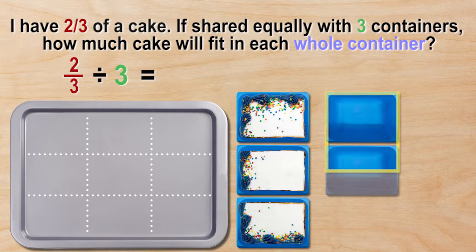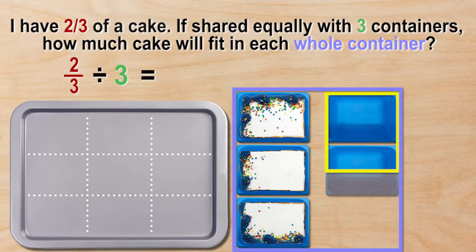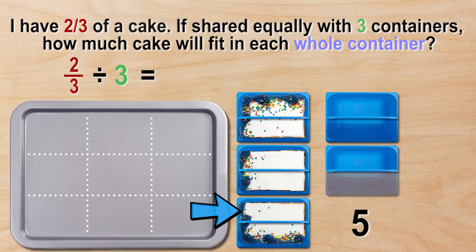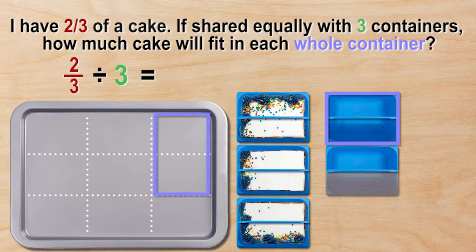We will add 1½ containers to our diagram to represent all the containers needed to hold one whole cake. We will also divide all the other containers in half, so we are using a common size. We now have a total of 9 sections of containers holding an entire cake. 1, 2, 3, 4, 5, 6, 7, 8, 9. One container contains 2 of those 9 sections. 2/9 of the cake fits into one container. 2/3 divided by 3 equals 2/9.